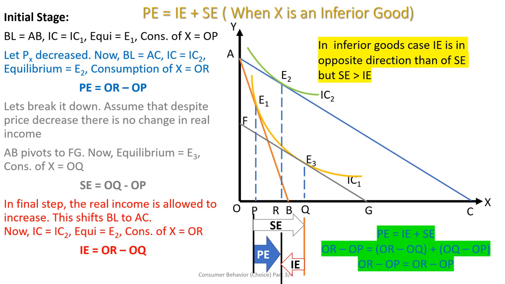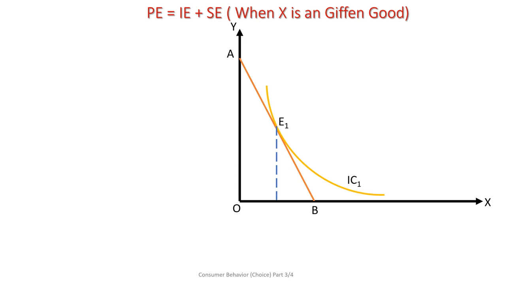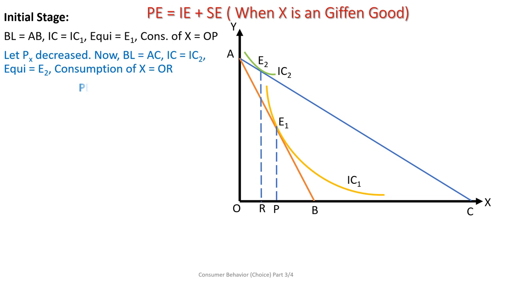Now let's study the case when commodity X is an inferior good. Again, the initial budget line is AB, IC is IC1, equilibrium is at E1, and the consumer is consuming OP quantity of commodity X. Assuming that the price of X decreased, now the budget line is rotated to AC, the indifference curve shifted to IC2, equilibrium changed to E2, and the consumption of X is OR.